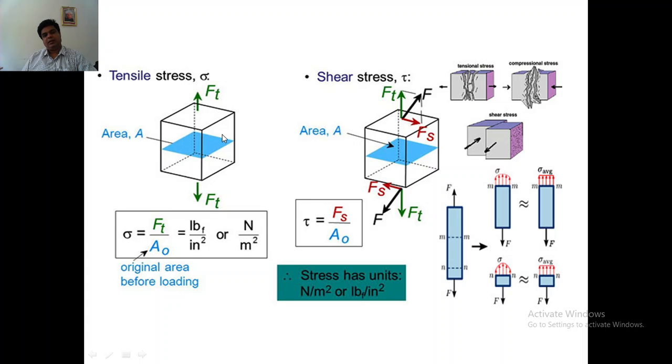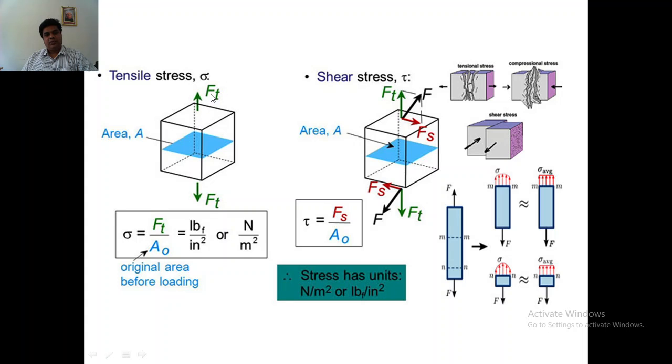You can calculate the area depending on the geometry of this cross section. Here it is a square, so the area of a square is side by side, edge by edge, like that. And you are applying the force Ft. F is the force, T is for tensile. So this load or force is tensile force. F is for force or the load, T is for tensile force.